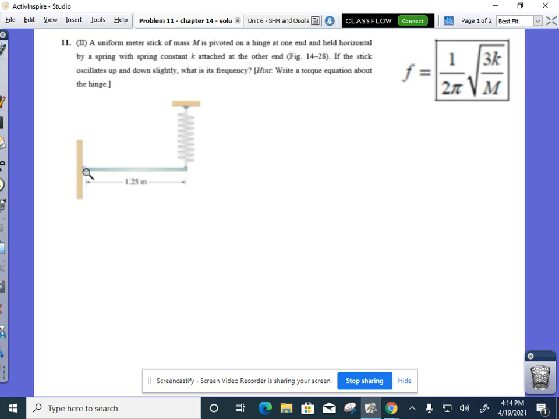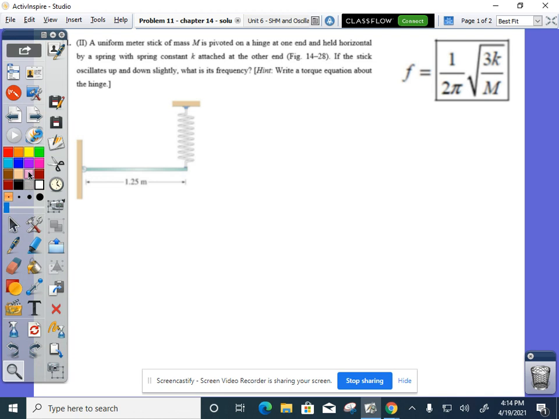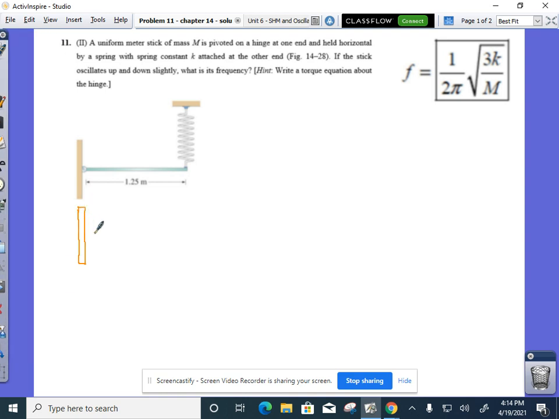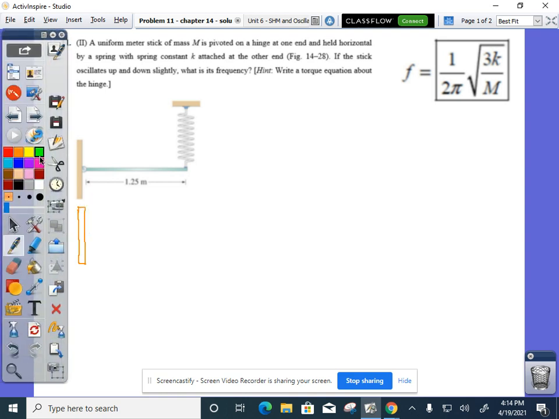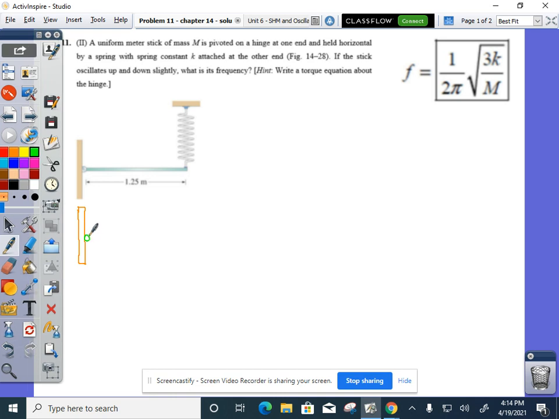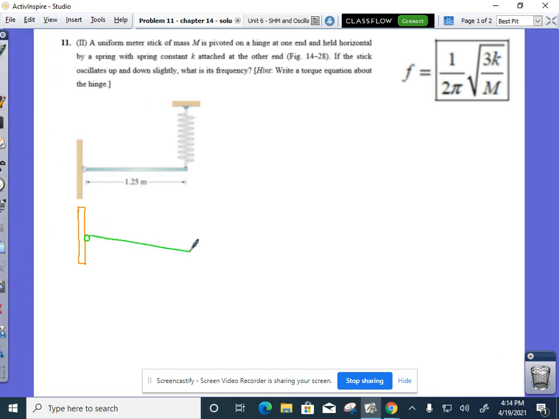So let's go ahead and start by writing a torque equation about the hinge. Let's see where that leads. And so I'm going to go ahead and redraw this down here, similar to what I have above, but let's go ahead and change this a little bit. We have this bar that's being currently held in place, sort of in a state of equilibrium by that spring.